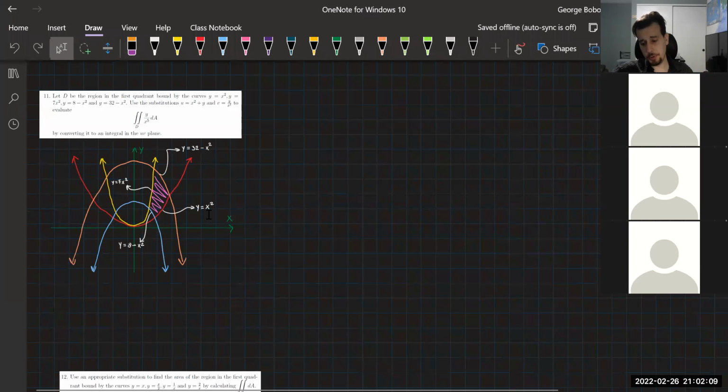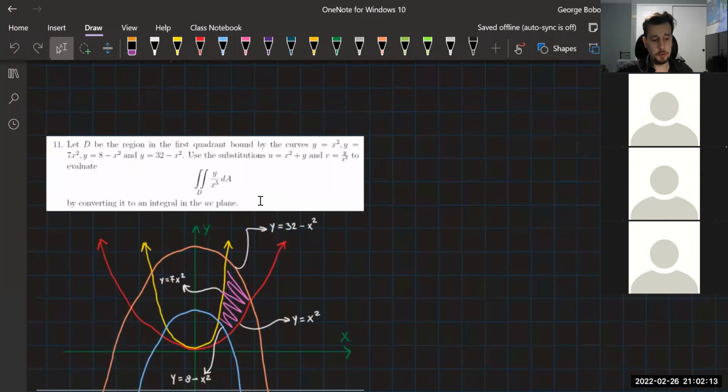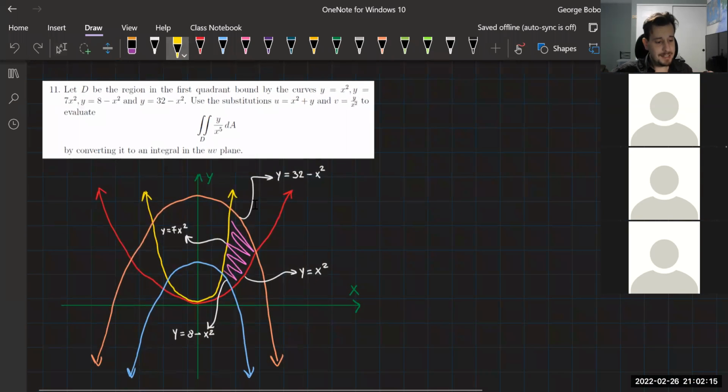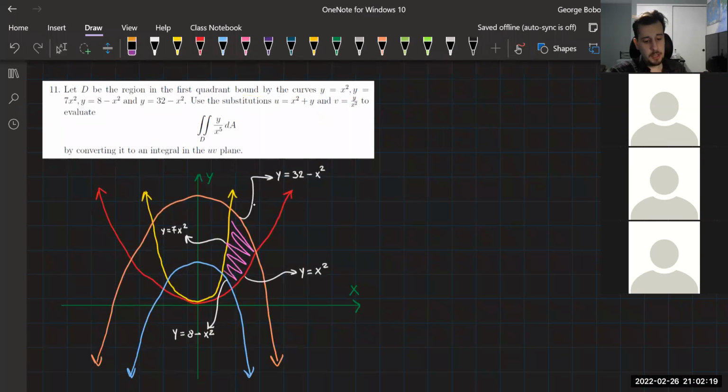How do you do these substitutions? What the hell is going on, right? You want to integrate. It says here, let D be the region in the first quadrant bound by these curves. One of them is x squared. The other one is 7x squared. And then these are inverted parabolas. You have two parabolas opening up and two parabolas opening down.